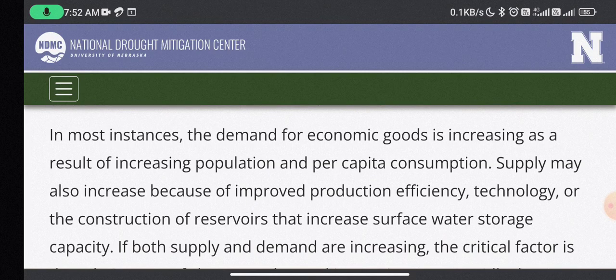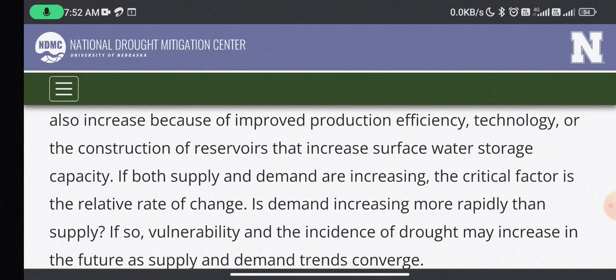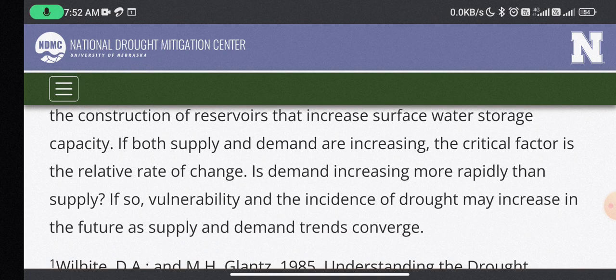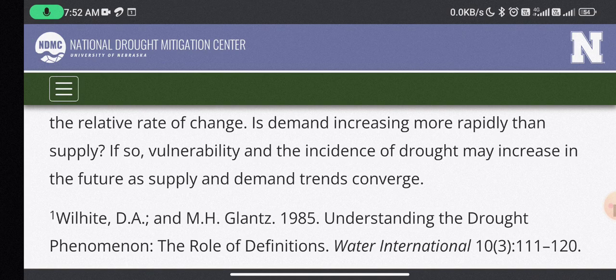In most instances, the demand for economic goods is increasing as a result of increasing population and per capita consumption. Supply may also increase because of improved production efficiency, technology, or the construction of reservoirs that increase surface water storage capacity. If both supply and demand are increasing, the critical factor is the relative rate of change. Is demand increasing more rapidly than supply? If so, vulnerability and the incidence of drought may increase in the future as supply and demand trends converge.